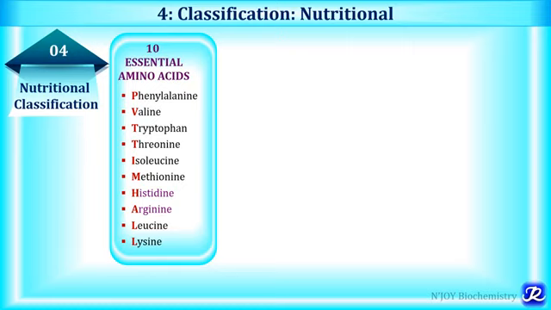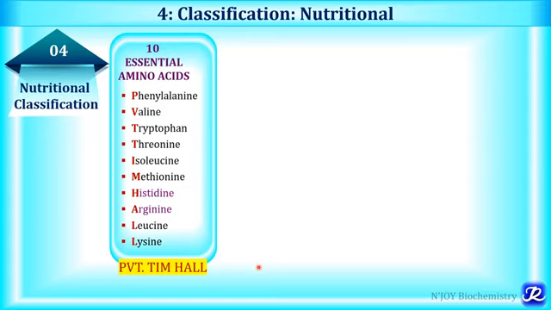So there are 10 amino acids which are essential and which can be remembered by the mnemonic PRIVATE TIM HALL, which stands for phenylalanine, valine and tryptophan for PRIVATE, threonine, isoleucine and methionine for TIM, and histidine, arginine, leucine and lysine for HALL. So you need to remember these 10 essential amino acids.